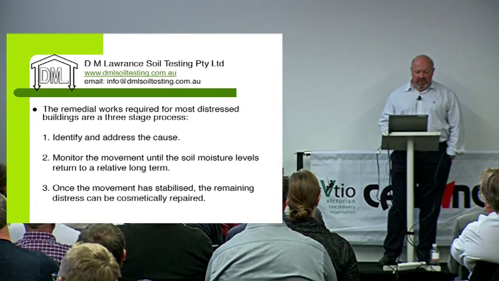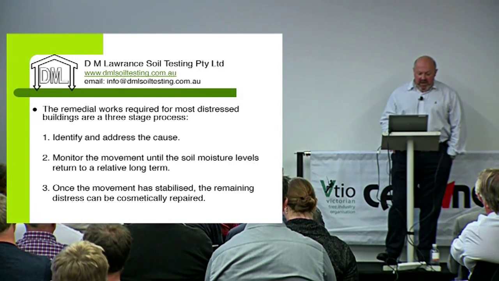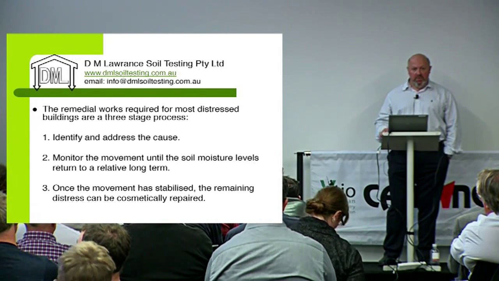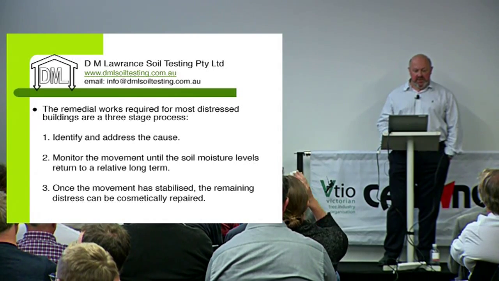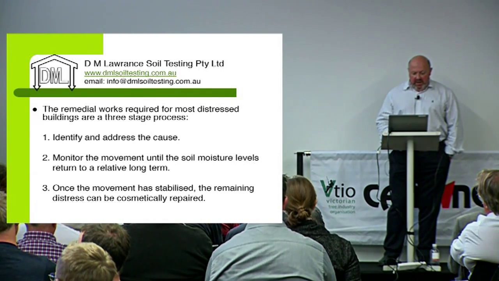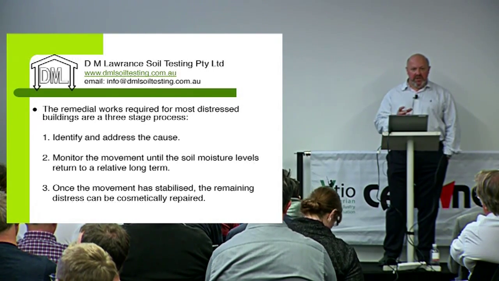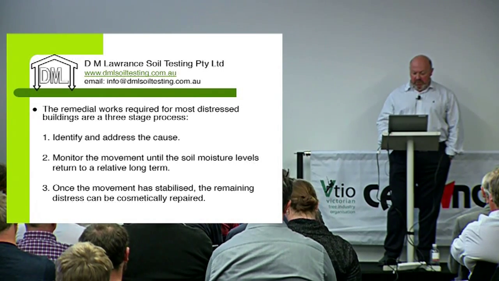The first step is to identify and address whatever the cause is, usually related to moisture variations. The second phase then is to monitor the movement until the moisture levels return to a long-term equilibrium. That length of time varies, but it's going to need probably at least one full change of seasons, at least. And then once the movements have stabilised and we've established the original footing is okay and the bearing capacity is okay, most often the distress can just be cosmetically repaired.